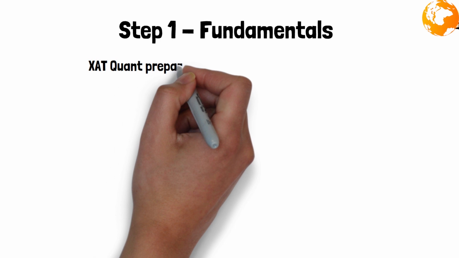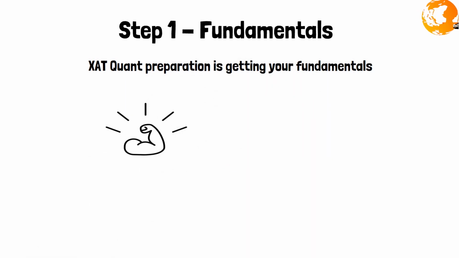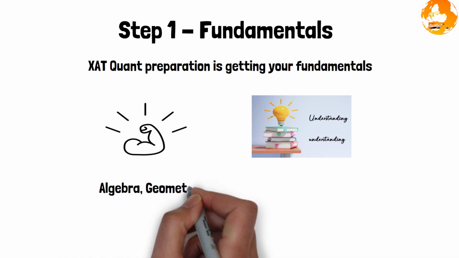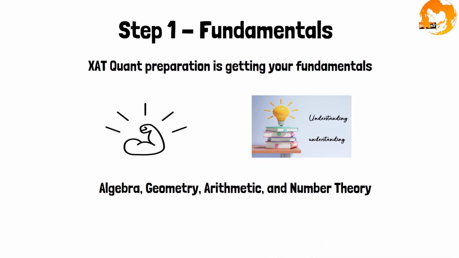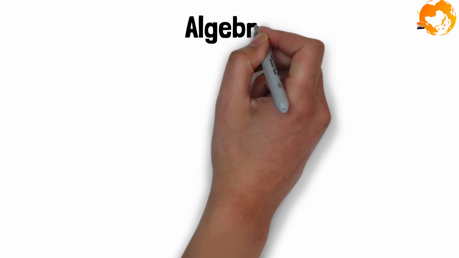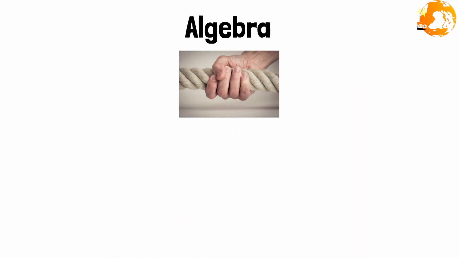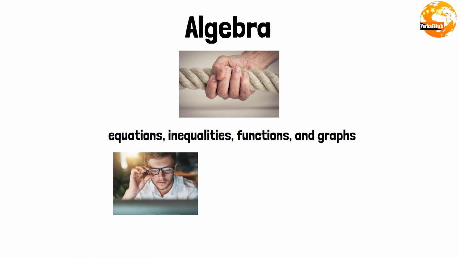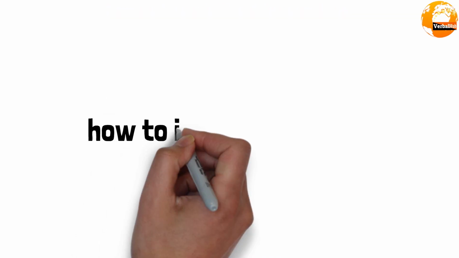Step 1. Fundamentals. The first step in your XAT Quant preparation is getting your fundamentals strong. XAT often tests your understanding of key concepts from algebra, geometry, arithmetic, and number theory. Now let's break it down by topic. Algebra. Here you will need a strong grasp of equations, inequalities, functions, and graphs. Focus on practicing how to solve quadratic and linear equations and how to interpret graphs.